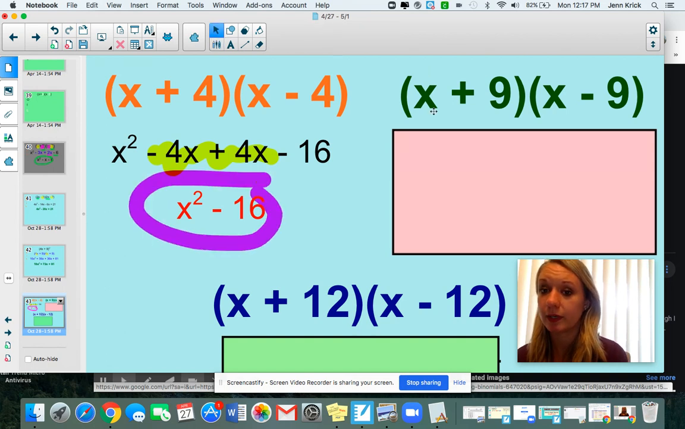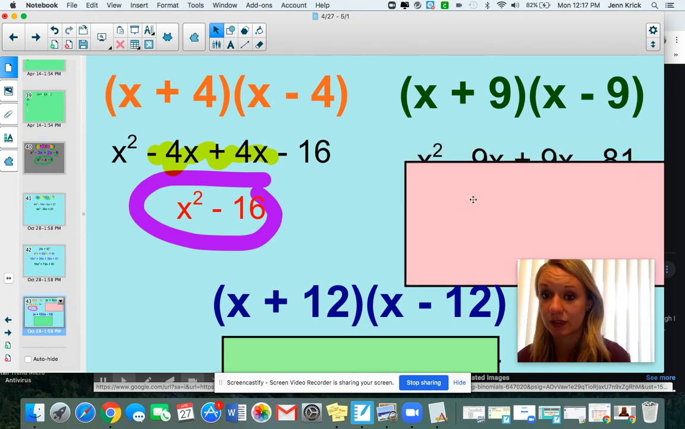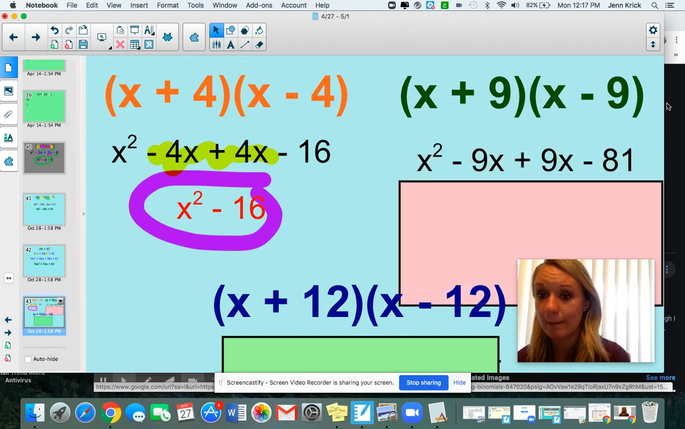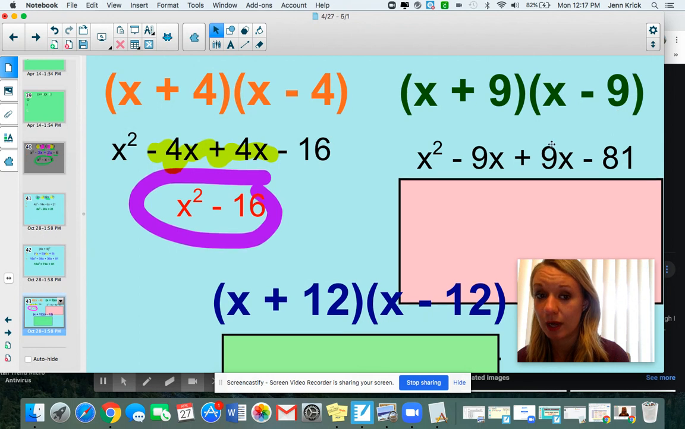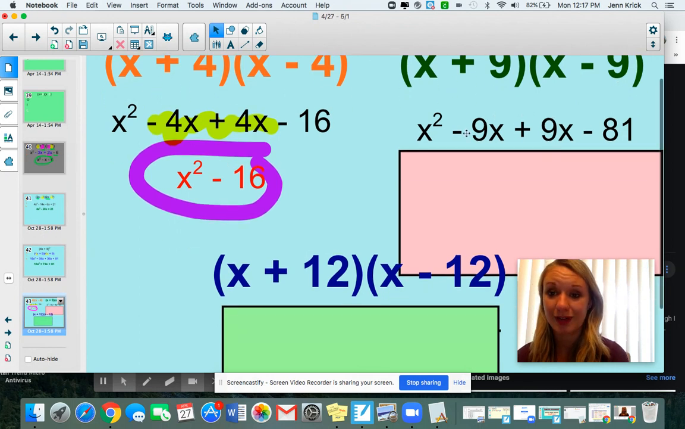Over here, when I have x plus 9, x minus 9, I'm going to FOIL it out. I've got x times x, which is x squared. Then I've got minus 9x plus 9x minus 81. Same situation though. When I've got minus 9x plus 9x, those two cancel out, and I'm left with x squared minus 81.